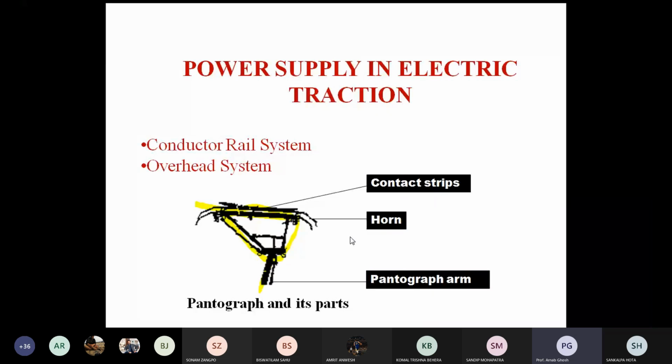the conductor is coming from the pantograph head top, meaning the contact strip, then the horn, then the pantograph arm, and then the conductor moves towards the isolator. The isolator here is a manual isolator as well as the circuit breaker. After the circuit breaker there is a special type of conductor, meaning cable. So the cable takes the current from your circuit breaker.